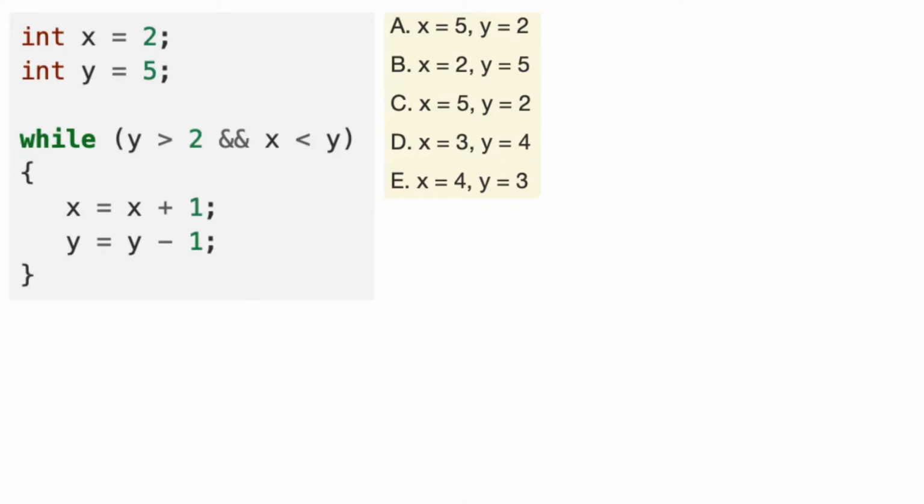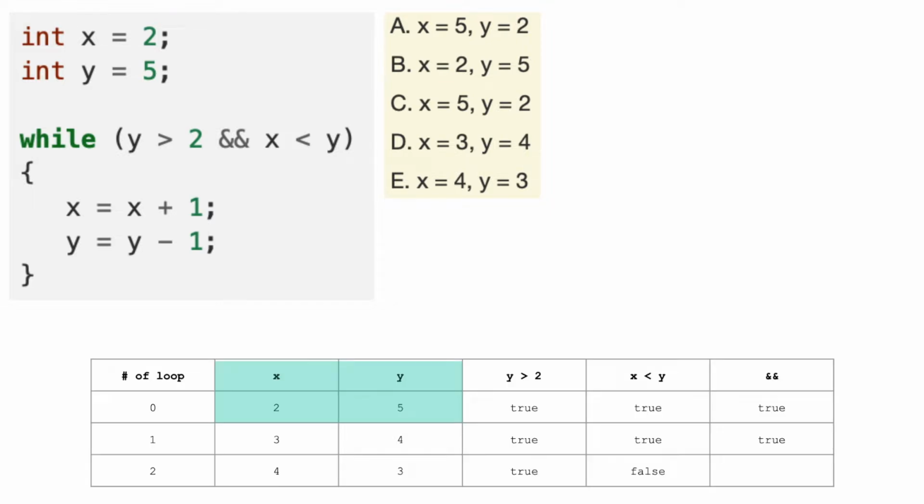What are the values of x and y when the code finishes executing? At the start of the program, prior to entering the loop, x and y store the values 2 and 5 respectively. As long as both conditions evaluate to true, we will continue running the while loop. When the compound Boolean expression evaluates to false, we exit the loop. At this time, x stores the value 4 and y stores the value 3.